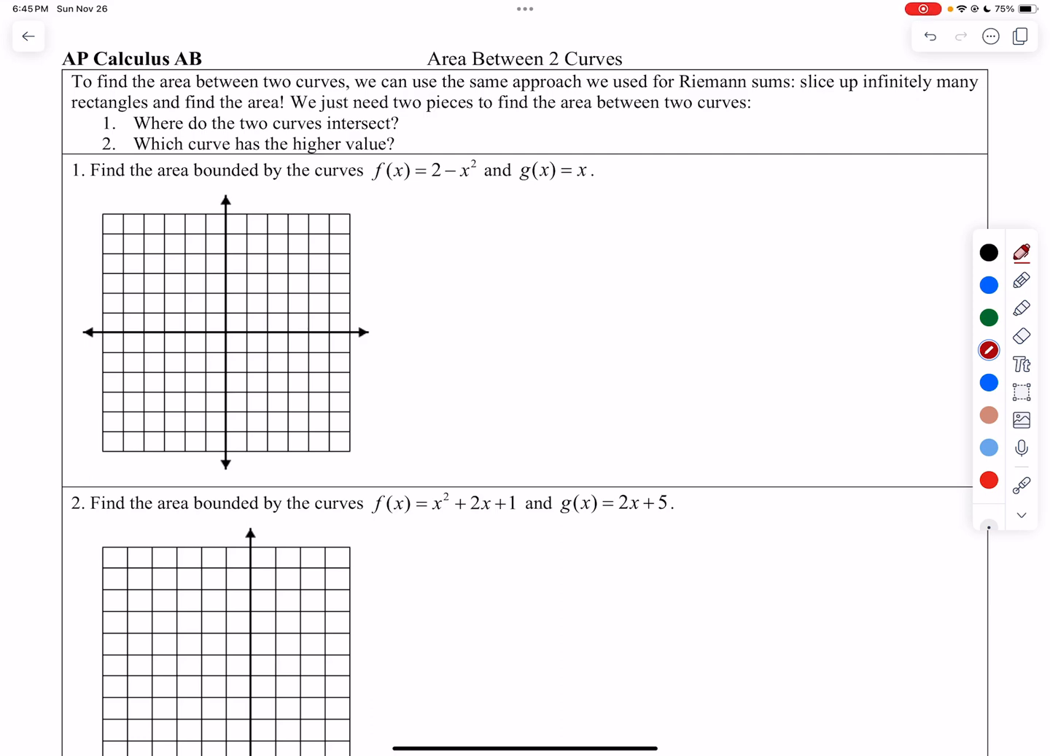Alrighty, in this video we are going to be talking about area between two curves. To find the area between two curves, we're going to use the same approach that we did with Riemann sums, where we're just going to slice up infinitely many rectangles to find the area. We need two things though. Where do the curves intersect, and which curve has the higher value? So we're going to talk about that whenever we graph number one.